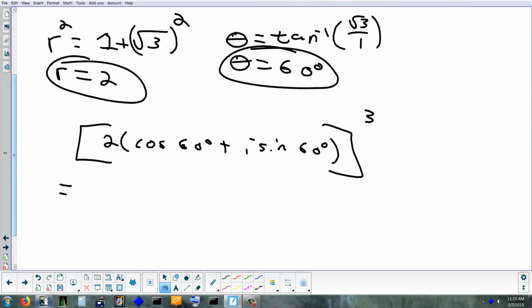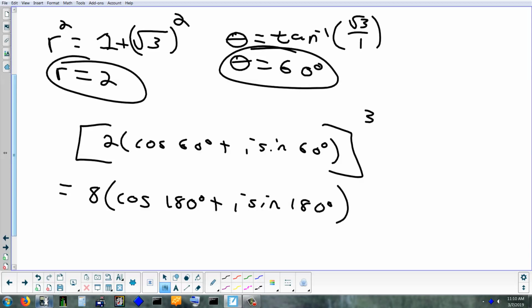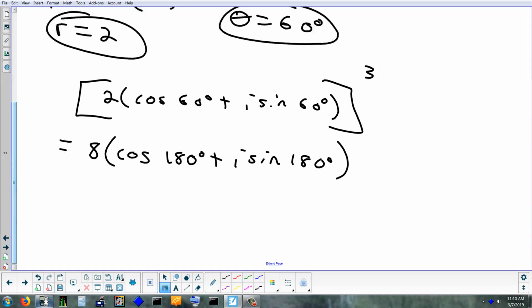What's my radius going to be when I cube that complex number? 8. And what's my angle going to be? 180. Yep. And that's it. That's how you cube it. Actually, yeah, you still need parentheses. Now that's the trig form. If they wanted it in standard form, what would you do with that? They said trig form, you're done. But what if they wanted the final answer back in standard form?